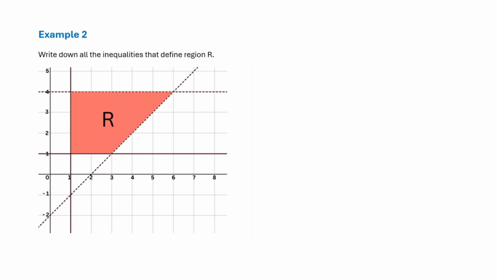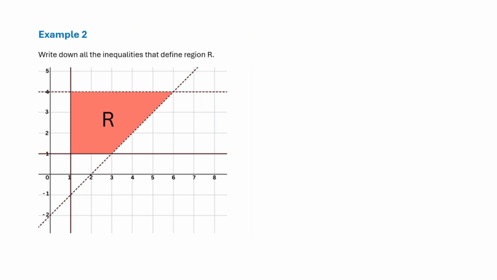First, we write the equation of each boundary line. Then, for each boundary line, we write a possible inequality. Finally, we check whether the direction of the inequality is correct by using a test point inside region R. If the test point satisfies the inequality, we keep that direction. If it does not, we reverse the direction of the inequality.